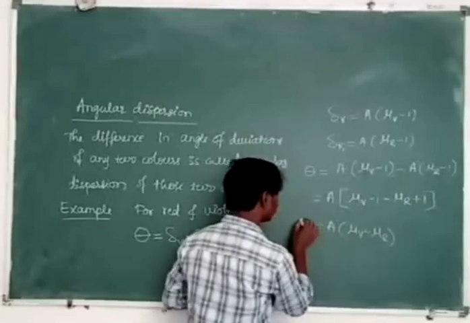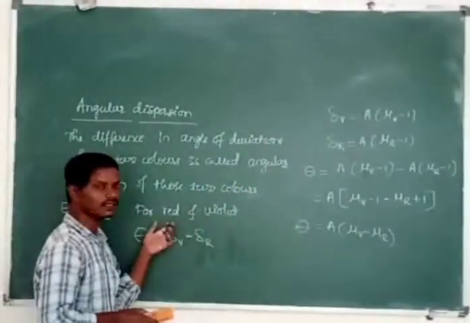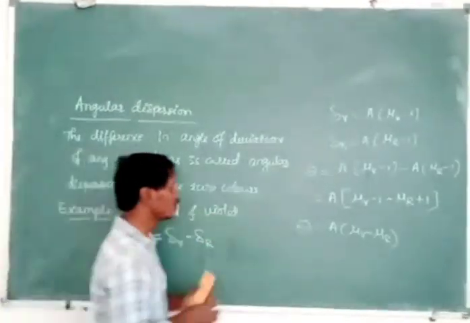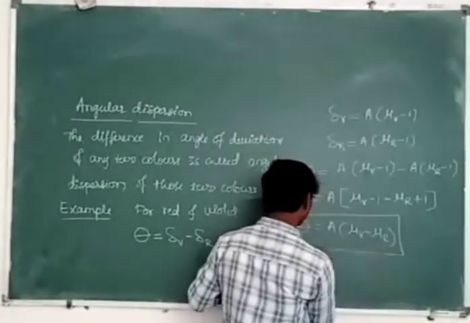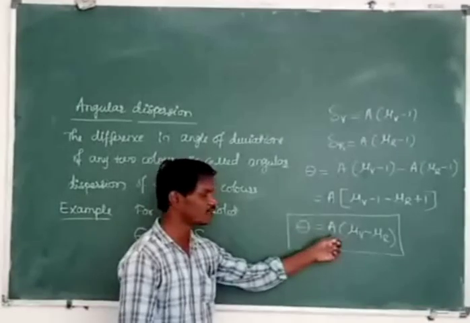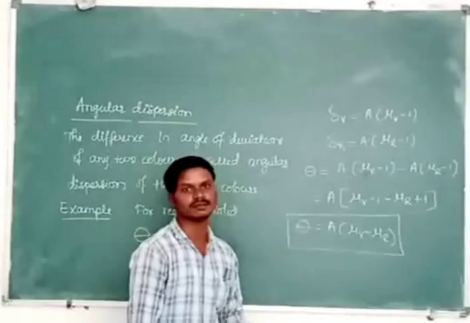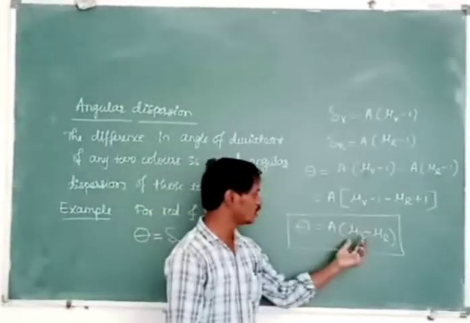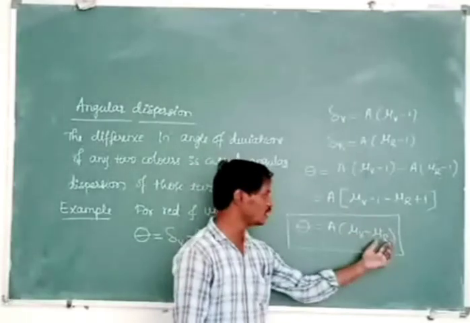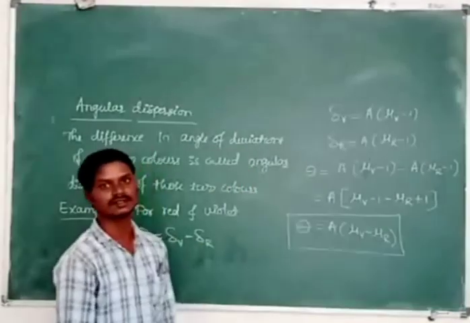It is the expression for angular dispersion of two colors. What are those colors? Violet and red. Violet is the most deviated color and red is the least deviated color. Then on what factors does the angular dispersion depend? The angular dispersion depends on the angle of the prism and also the nature of the material of the prism. The refractive index of the material of the prism is high for violet color and less for red color. That is why we write mu V minus mu R.